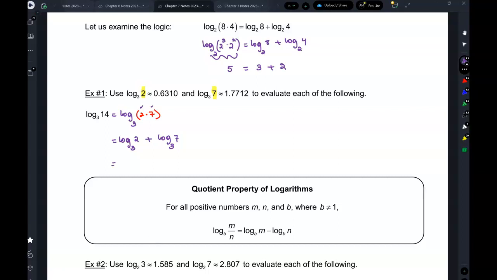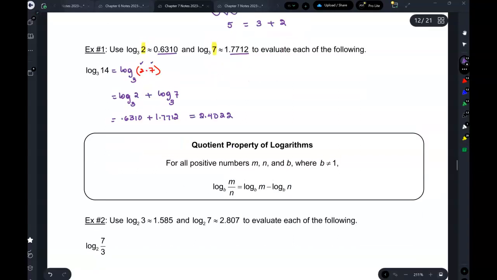And then we were told that log base 3 of 2 is 0.6310 plus log base 3 of 7, 1.7712, and together that will be 2.4022. So presumably you wouldn't really need a log function on a calculator to do this if you were given those two values at the beginning.